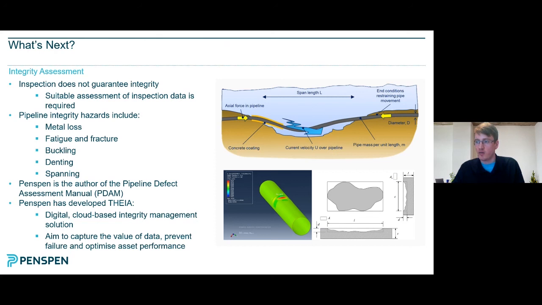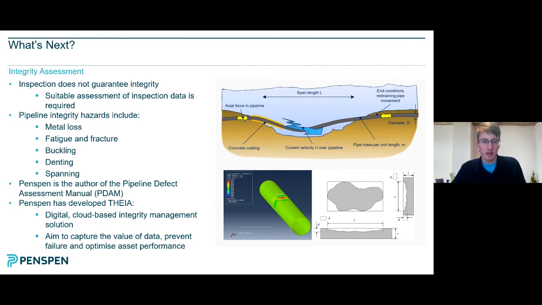There's a variety of hazards that can be inspected for, things like metal loss, whether that's corrosion or other means of metal loss, fatigue and fracture, buckling, denting from some kind of third-party interaction, and subsea spanning as well. The type of inspection and the type of data that you can recover from those inspections will inform the types of assessments that you can perform and how much value you can derive from having performed them.